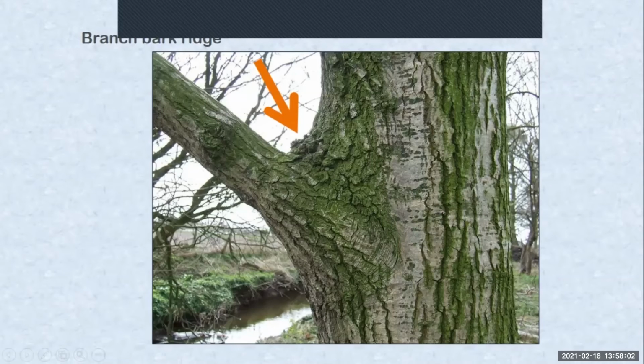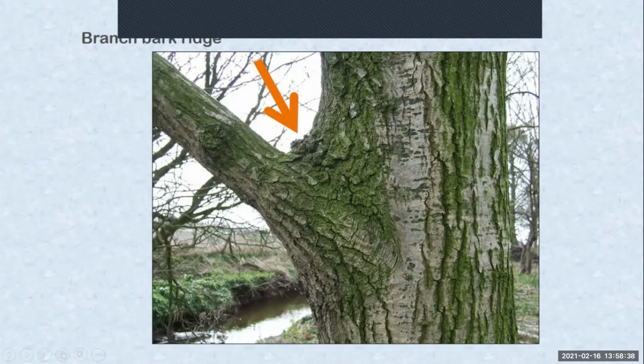Another term is the branch bark ridge. These terms are going to be talked about probably more when we go over pruning in future sessions, but just to introduce the biology behind it, the branch bark ridge is the bark that sort of gets pushed up between the bark of the branch and the bark of the trunk.